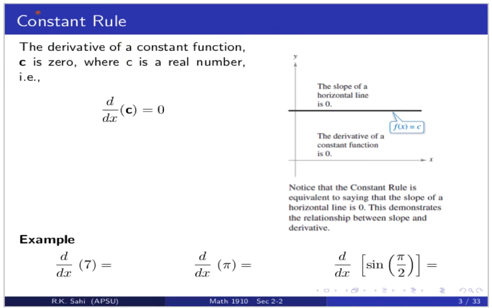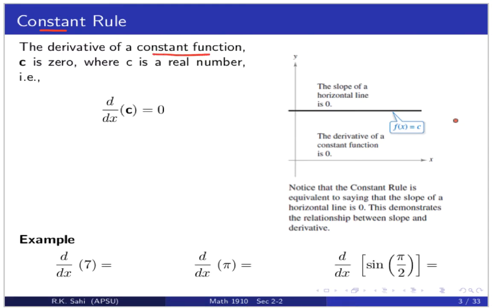The first one is the constant rule. The derivative of a constant function is 0, where c is any real number. That is, the differential d/dx, that's how we normally write it, if you remember, of c is 0. Now remember, we're saying the derivative of a constant function.